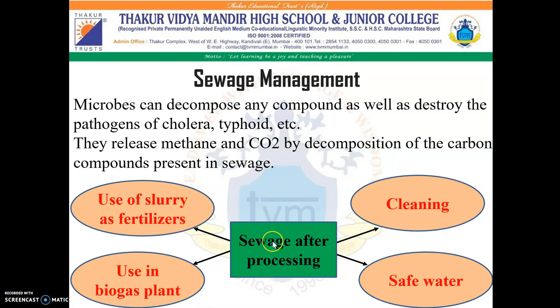Sewage after processing can be used for various purposes. The sludge that settles down in this process can be used again as a fertilizer. It can also be used in a biogas plant. Water released after the microbial treatment is environmentally safe. So this safe water can be used again.